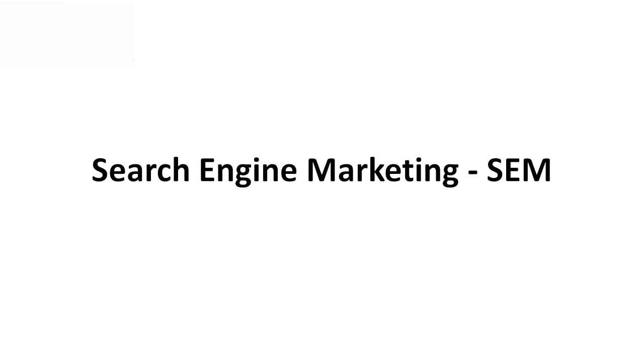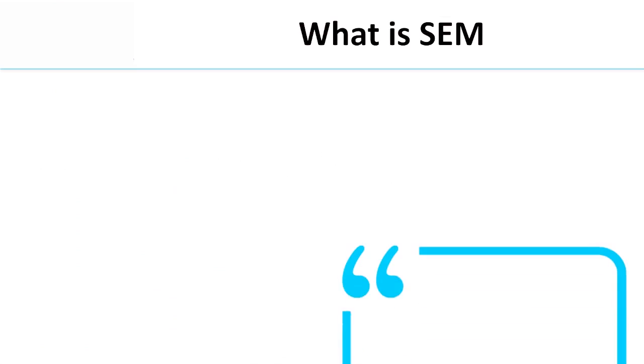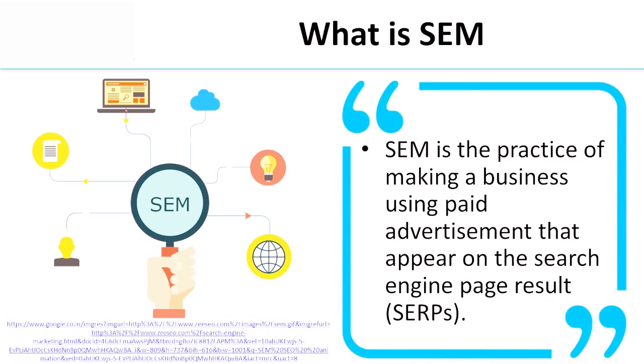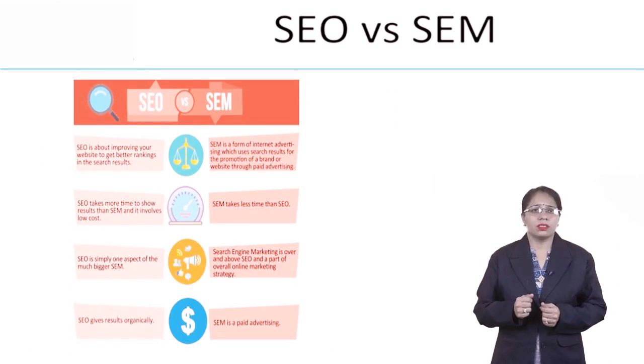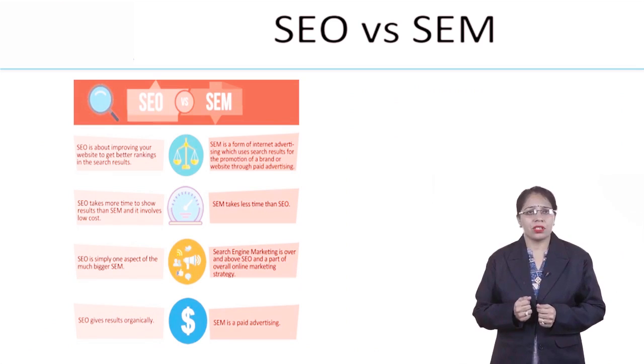Search engine marketing is basically the marketing of a business using paid advertisements that appear on the search result page. This is the first page that appears in front of you when you Google anything, and that is called a SERP. Now let us discuss the difference between SEO and SEM. SEO stands for search engine optimization and SEM stands for search engine marketing. So paid ads are on the top of the SERP, and SERP means search engine result page.